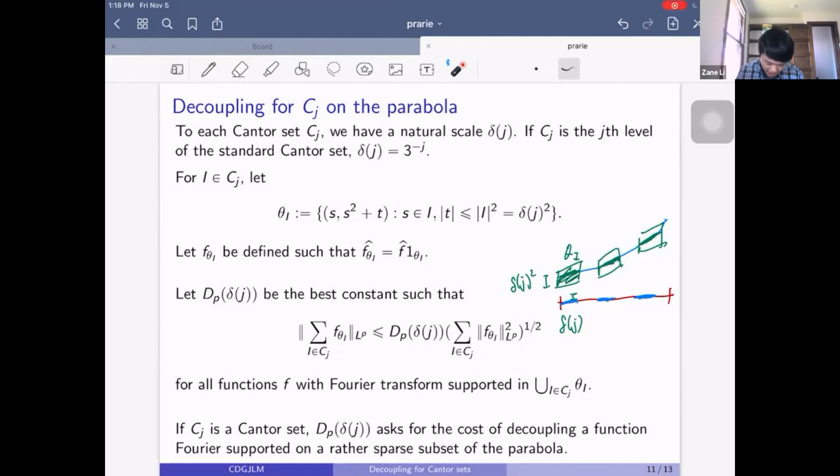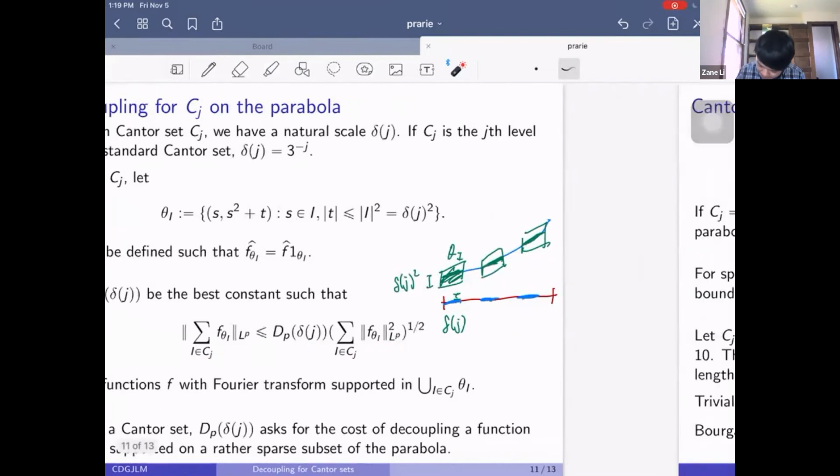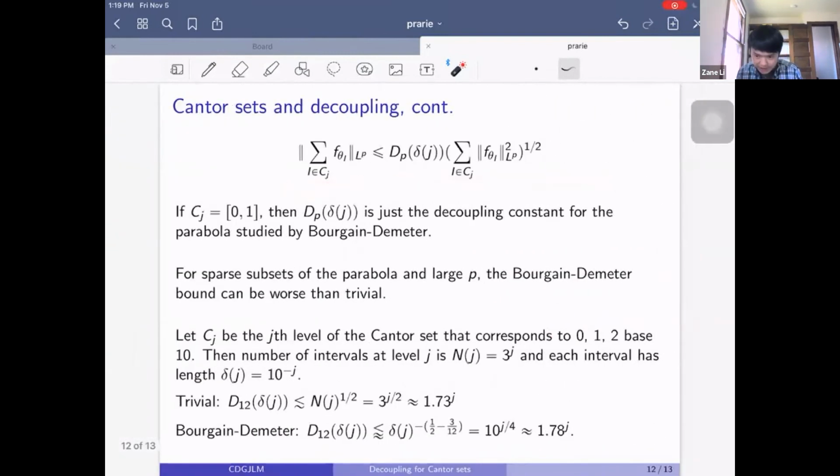So what are we asking? D_p of delta asks how much it costs to decouple a function whose Fourier transform is supported on a pretty sparse subset of the parabola. There's a lot of emptiness. Okay, so I've rewritten the inequality here. If my Cantor set is 0, 1, the trivial Cantor set, which corresponds to just a partition of 0, 1 into intervals of length 3 to the minus j, then this decoupling constant is just the same decoupling constant studied by Bourgain and Demeter. But we have sparseness. So for sparse subsets of the parabola, the Bourgain-Demeter bound can actually be worse than trivial.